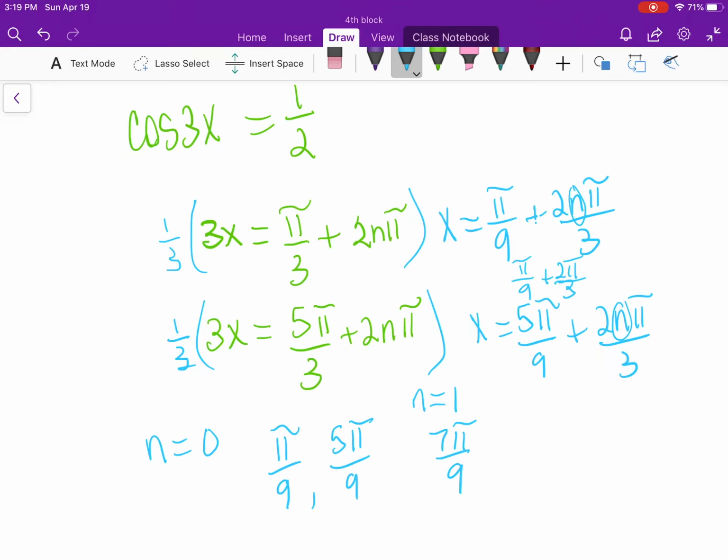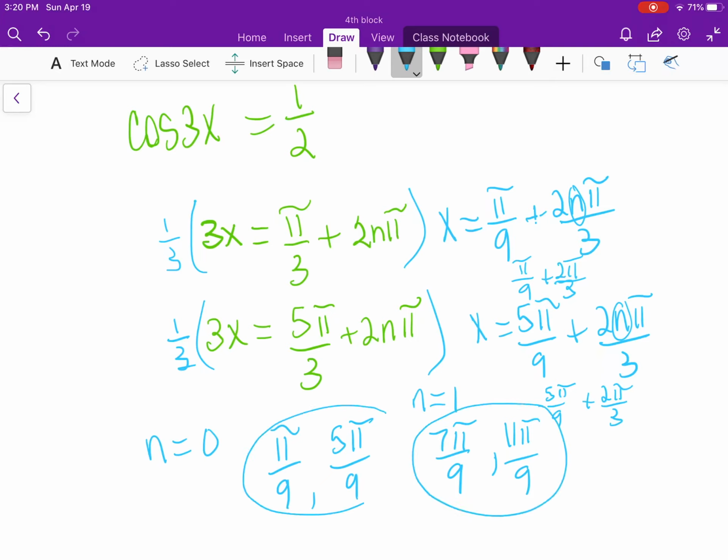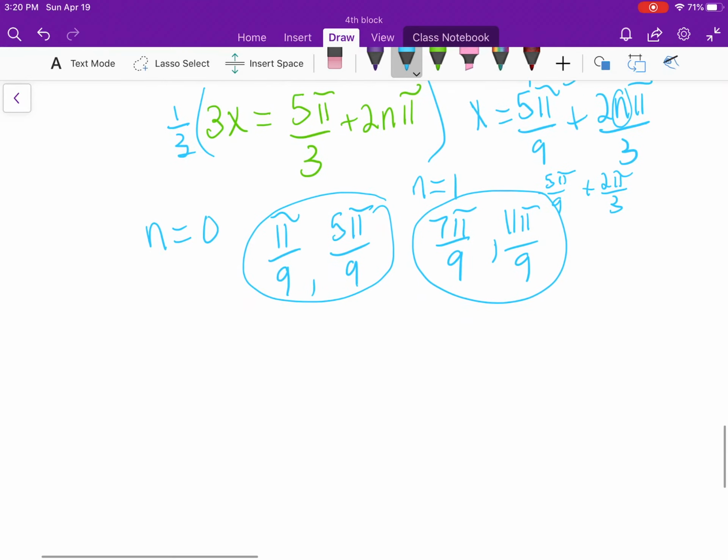Okay, that's still less than 2 pi, so I have to include that. Same idea here. This would be 5 pi over 9 plus 2 pi over 3. Just like earlier, we change 2 pi over 3 to 6 pi over 9. 6 plus 5 is 11, so we also have 11 pi over 9. So I have those answers, and I have these so far. Well, 11 pi over 9 is still less than 2 pi.